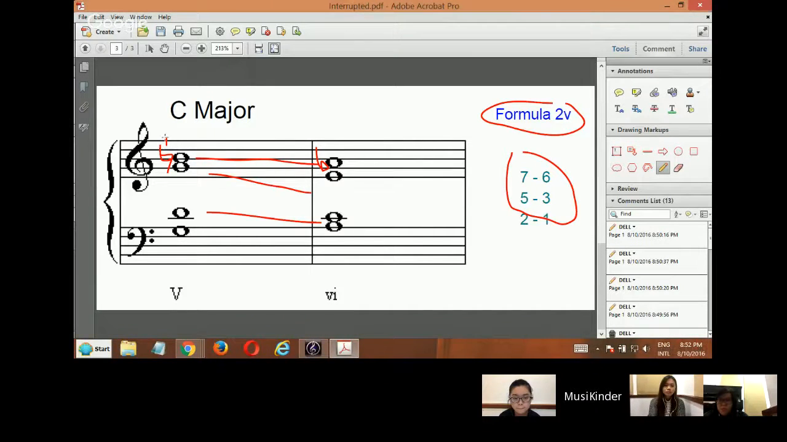We realize that basically that will be an augmented second. So for theory-wise, this is not allowed. This is strictly prohibited. Therefore, for minor key, it cannot be used at all.